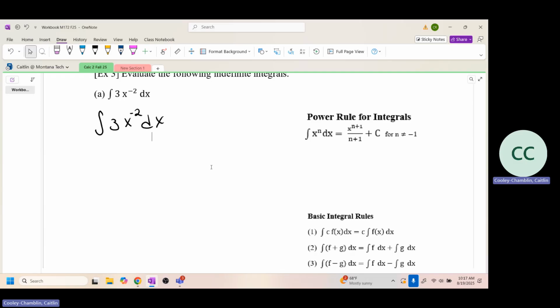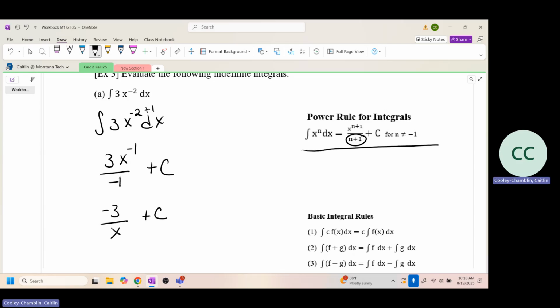Okay, so here's our power rule stated over here. We take x to the n plus 1 divided by n plus 1, plus c. So I'm going to add 1, and I get 3x to the negative 1 divided by the same number, so divided by negative 1, plus c. If you want to simplify this, you can. You don't have to. So negative 3 over x plus c.